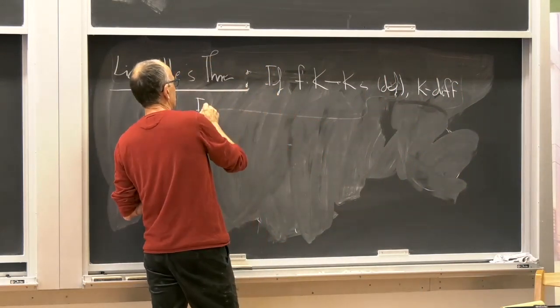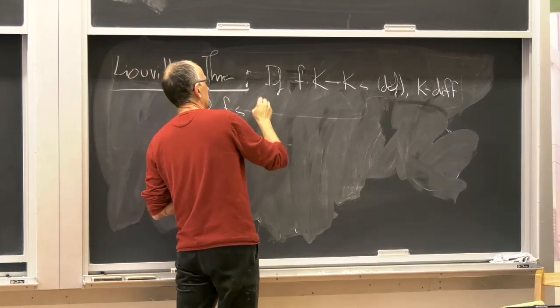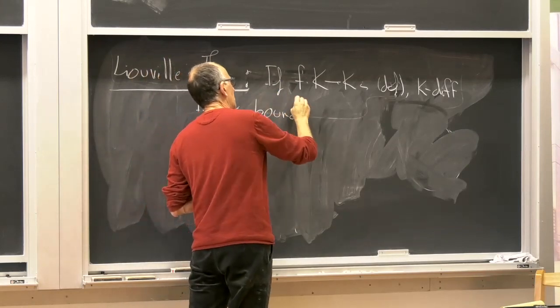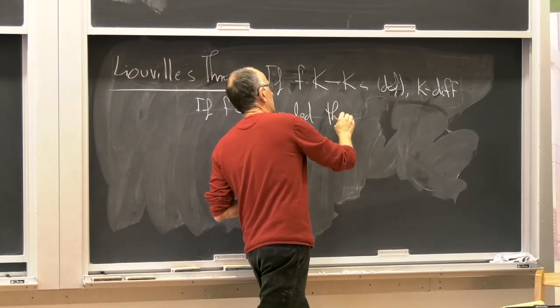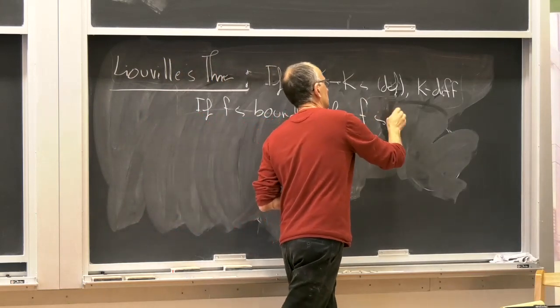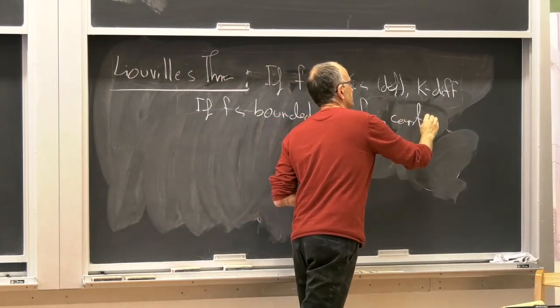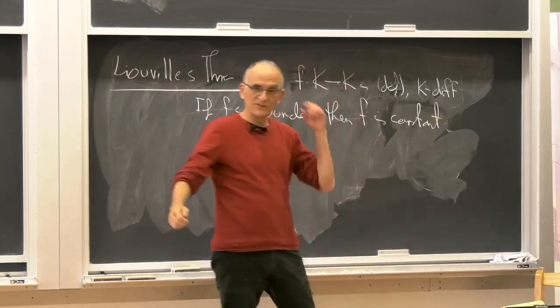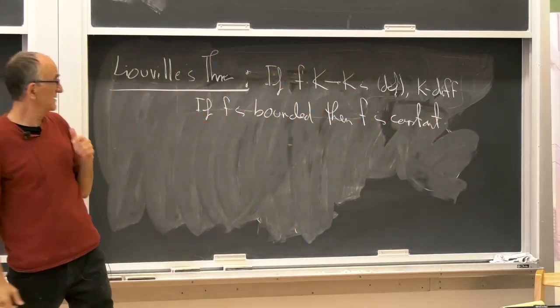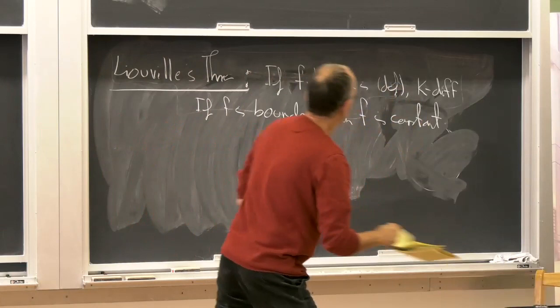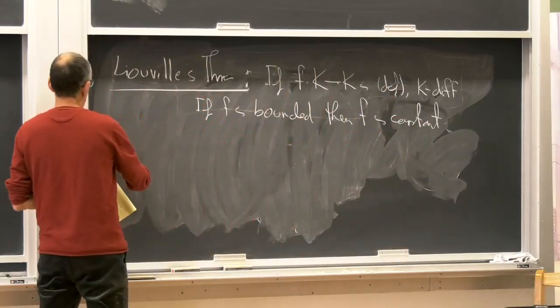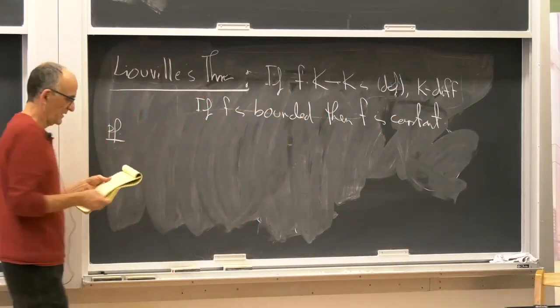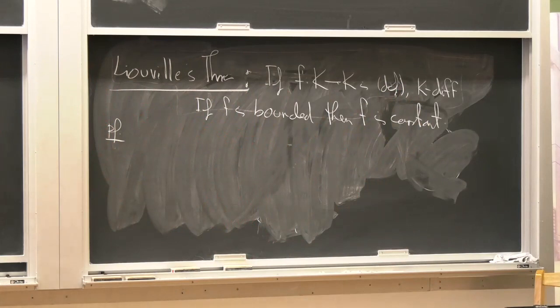If f is bounded, then f is constant. The bounded entire function must be constant. So if you don't remember, I'll remind you how the proof goes. I think this is the usual proof.